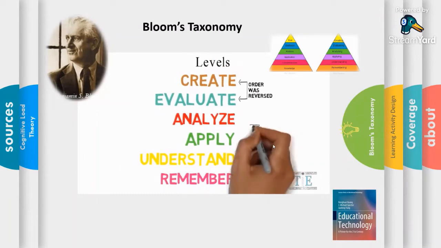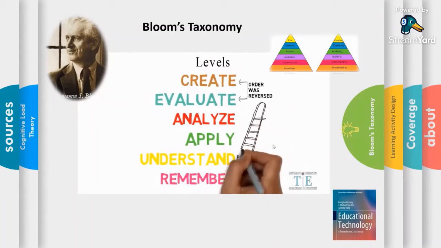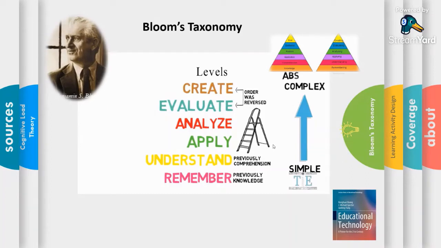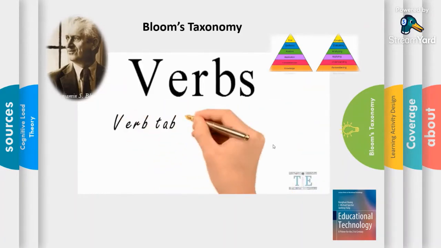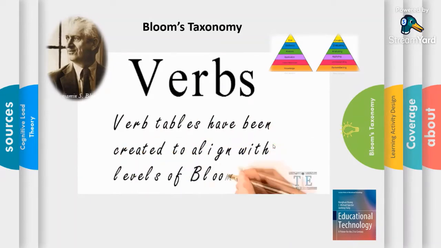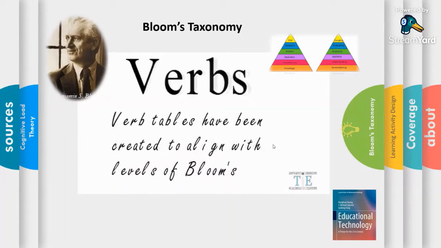Bloom's taxonomy is actually a hierarchy, where students must first master the lower levels before mastering the higher levels. The lower levels are relatively simple, while the higher levels represent more complex cognitive rigor. The higher levels are more abstract as well. When utilizing Bloom's taxonomy as educators, descriptive verbs have been made available to help educators plan lessons. Verb tables have been created to align with levels of Bloom's.